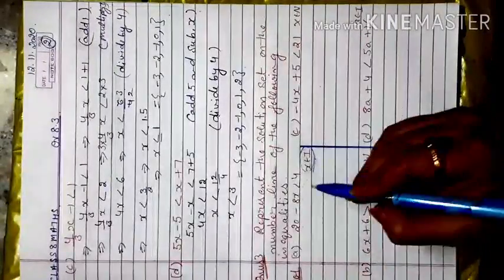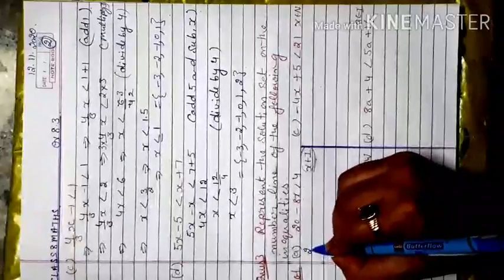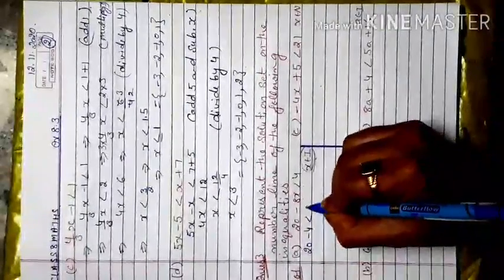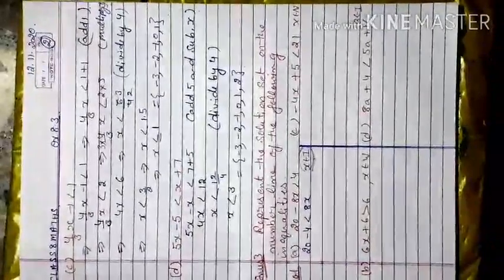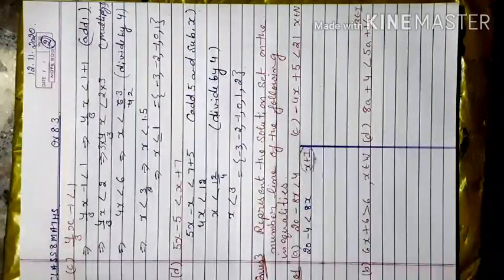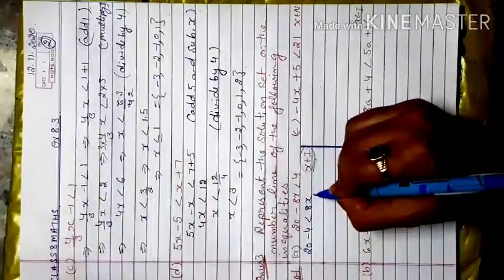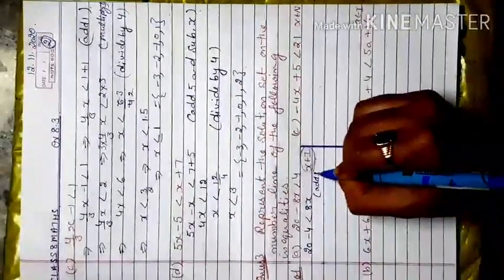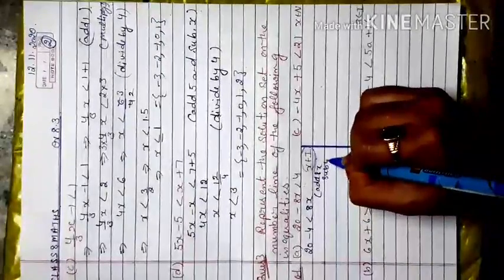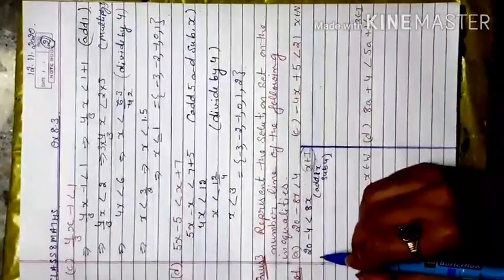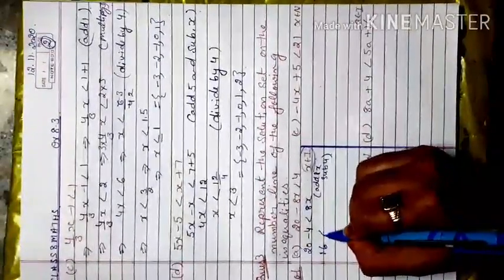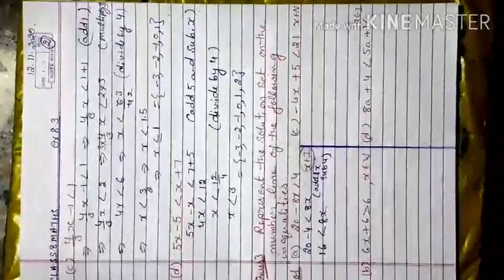So here first I will shift 4 here, like 20 minus 4 less than 8x, shifting to the right side, so that sign will change. So I can directly mention here add 8x then subtract 4. So 20 minus 4 gives me 16 less than 8x.